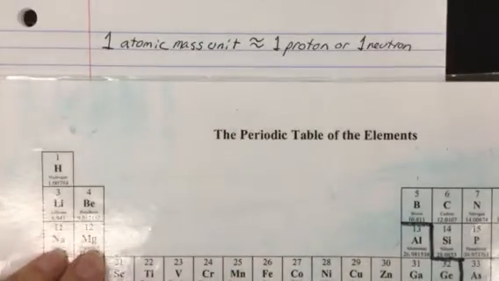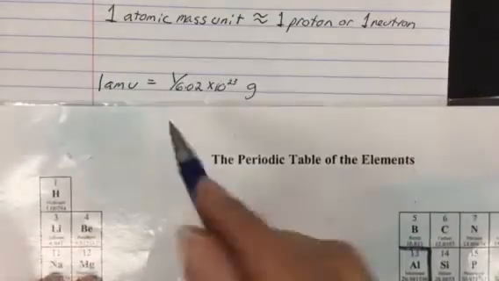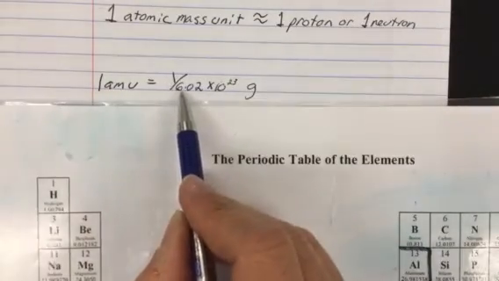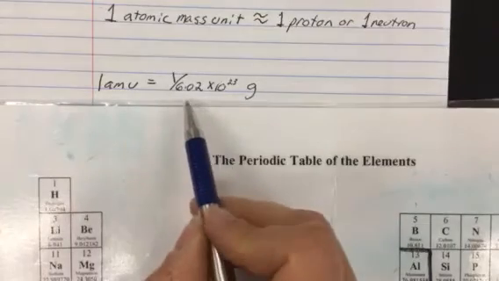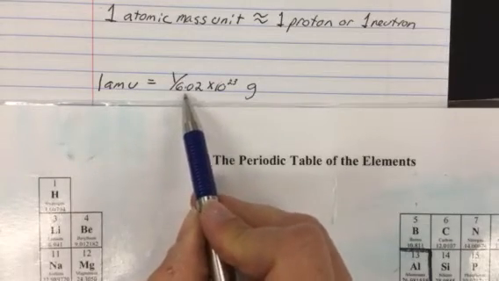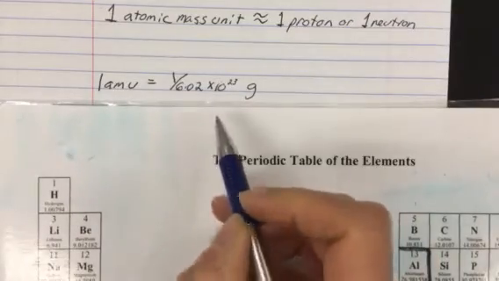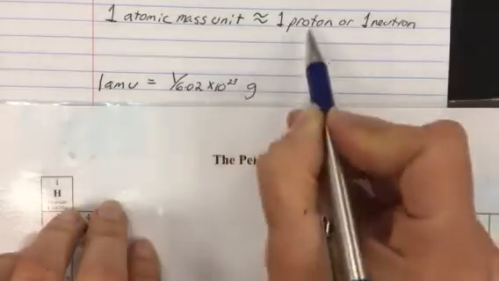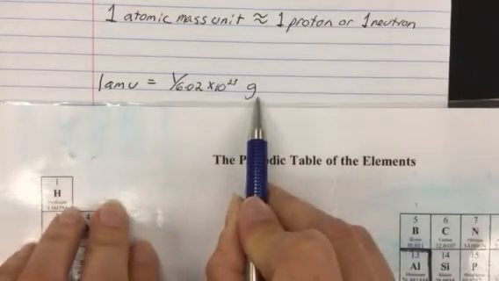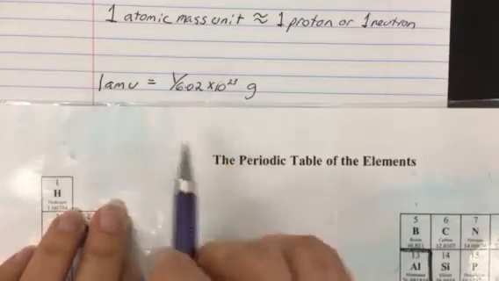Well, you're never going to believe this, but conveniently, one atomic mass unit is about 1 over 6.02 times 10 to the 23rd grams. I told you a couple videos ago that the 6.02 times 10 to the 23rd has a reason. This is it. It turns out that it takes 6.02 times 10 to the 23rd protons to make a gram. So why is this important? Why is this useful?